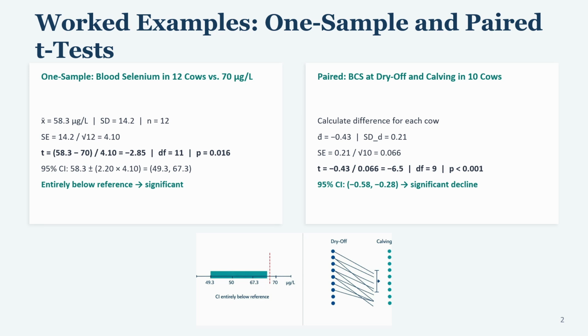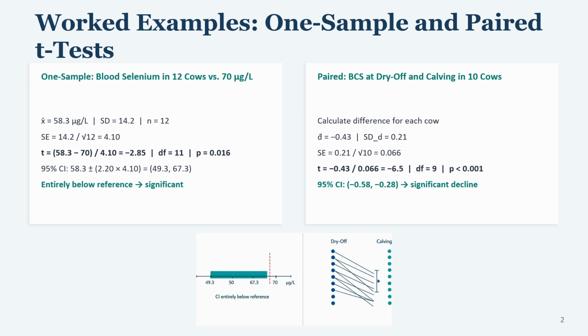The confidence interval runs from 49.3 to 67.3, entirely below the reference threshold of 70. This herd has a meaningful selenium deficiency. The CI confirms both statistical significance and the clinical magnitude. The true mean is probably between 49 and 67 micrograms per liter.